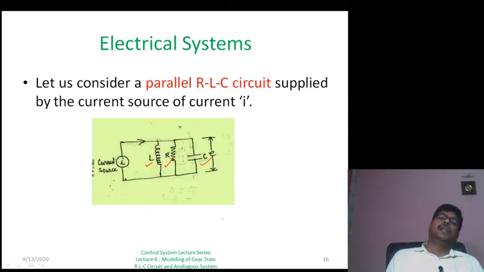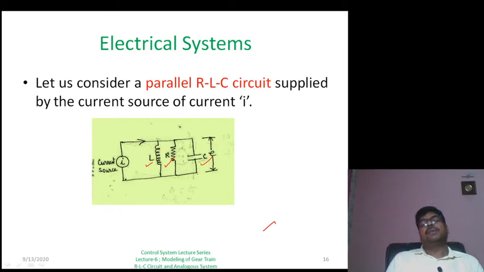Now coming to the parallel RLC circuit, here you can see that the current source is I, connected with the inductance L, capacitor C, and resistance R, and the voltage across it will be E.